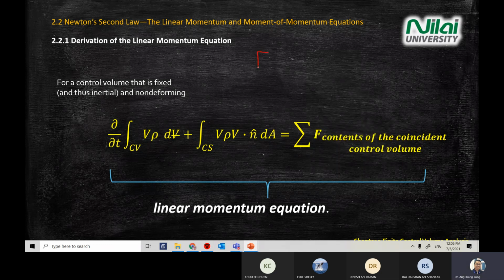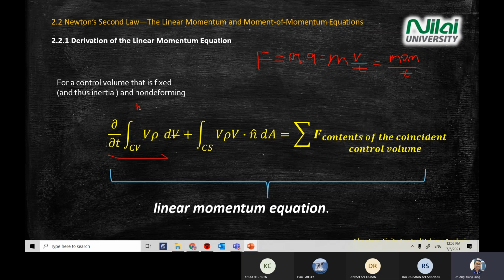Just to recap, F equals ma. This is second Newton law, and we know that acceleration is velocity divided by time. So we know that mv is momentum. Momentum divided by time will give you forces. So that's why you see on the left-hand side, the linear momentum in the control volume plus the linear momentum in the control surface.